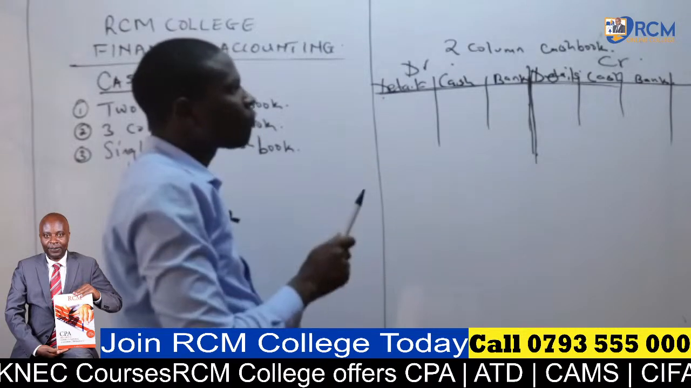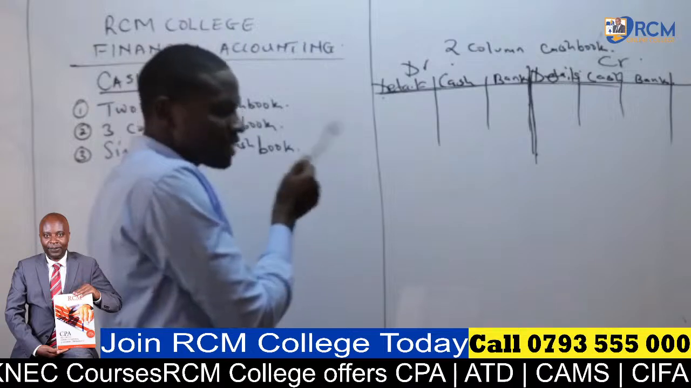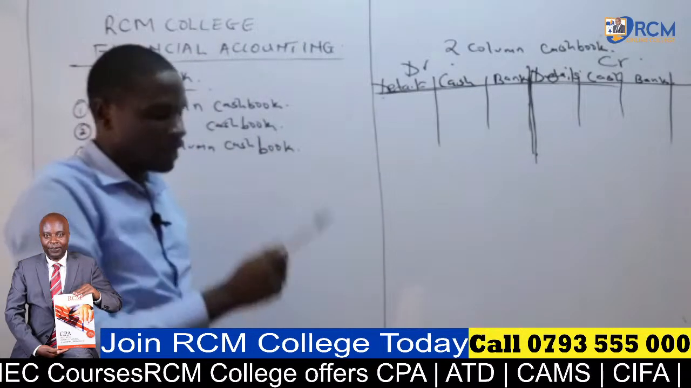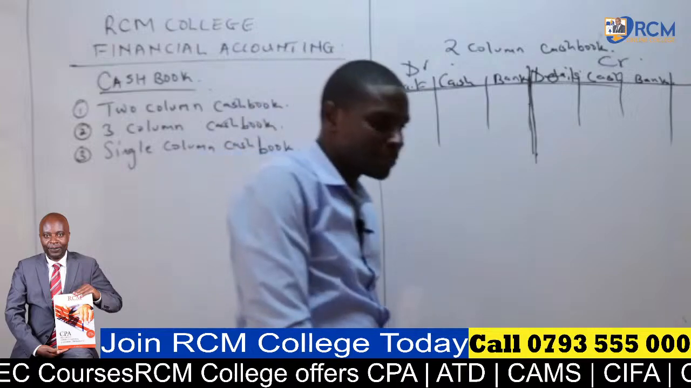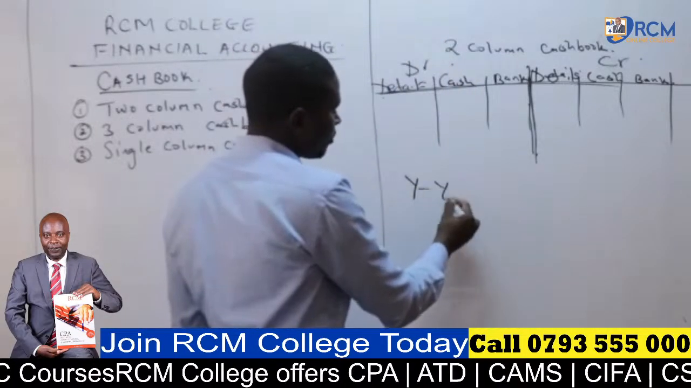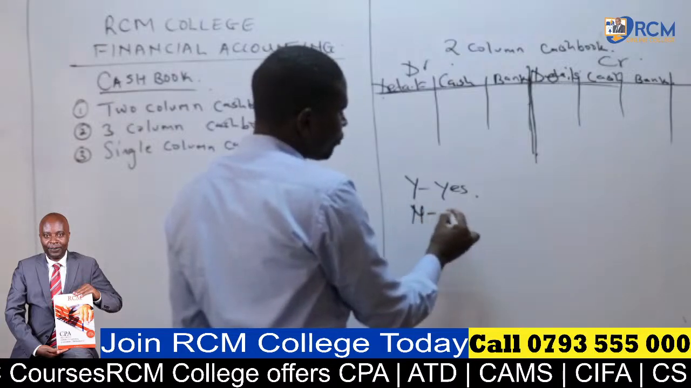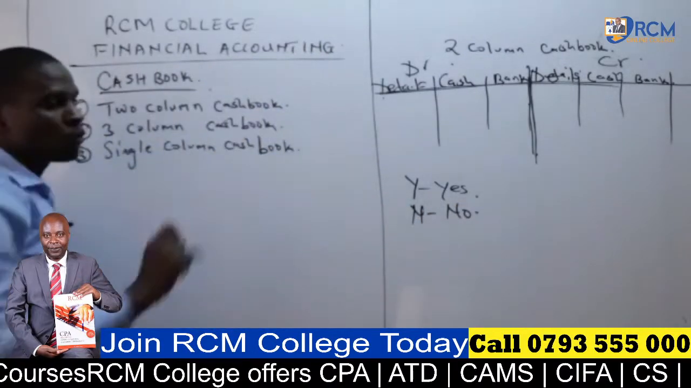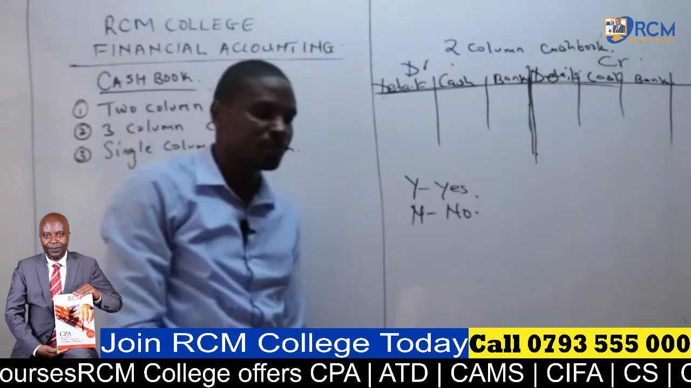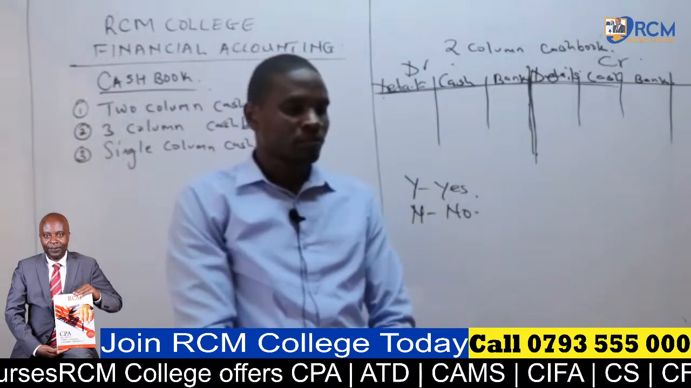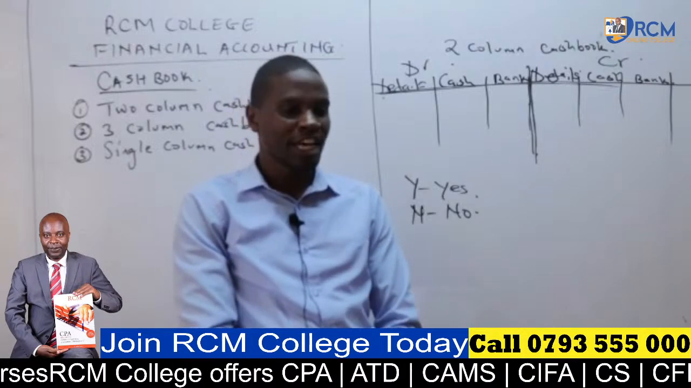Now, if I talk about a 2-column cash book, this is a 2-column cash book. Are we in agreement? Remember, our communication is just using Y for yes and N for no. Today, you're going to learn a lot. Are we in agreement that this is a 2-column cash book? Yes or no?